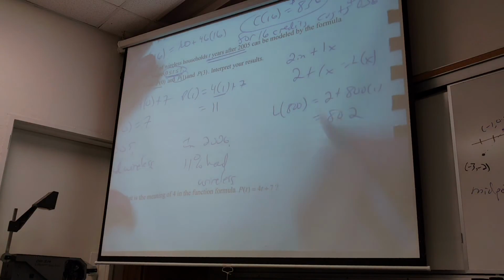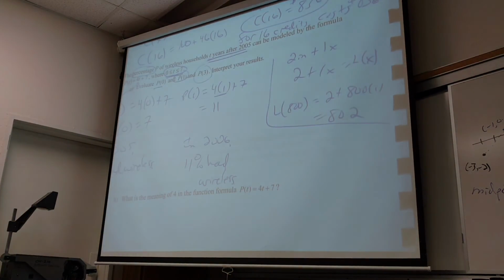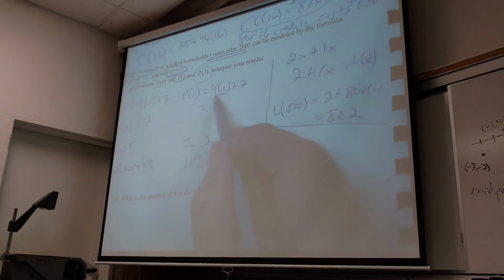And then, of course, P of 3 would be the same idea. Do you guys understand? 19. Yeah, you would do 12 plus 7, 19, we get 19%. Same idea. I like it. Cool.